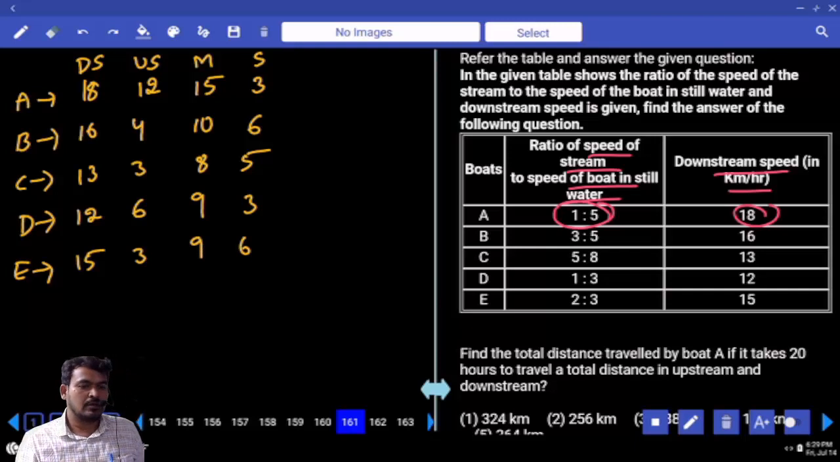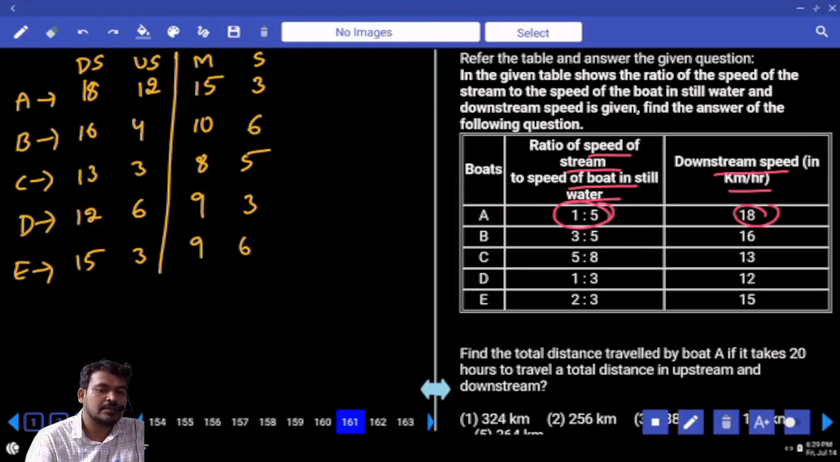Okay. Downstream speed is M plus S. Upstream speed is M minus S. 15 plus 3 is 18. 15 minus 3 is 12. 10 plus 6 is 16. 10 minus 6 is 4. All are in downstream speed, upstream speed, speed of the boat and speed of the stream. What is the first question?